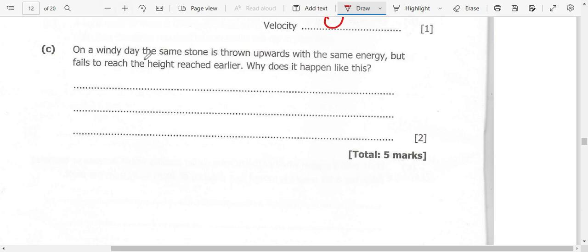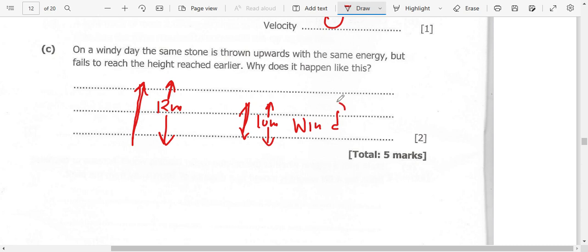On a windy day, the same stone is thrown upwards with the same energy, but fails to reach the height reached earlier. Why does this happen? So the way you have seen it like that, when you threw it up, it covered 12 meters going up. Now, if there is wind, you throw it with the same velocity, with the same force, you find that it only reaches maybe 10 meters when there is wind. Why do you think it is like this? Why does it not reach this high when there is wind?